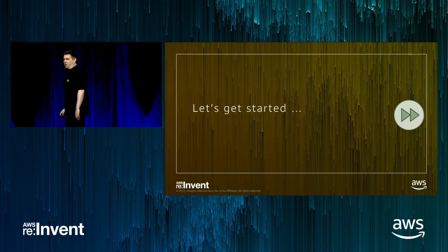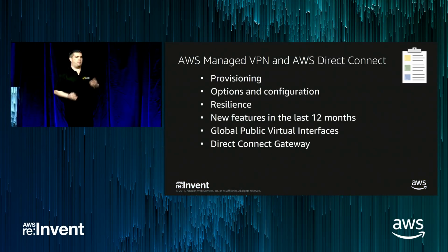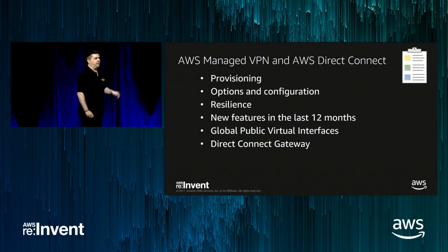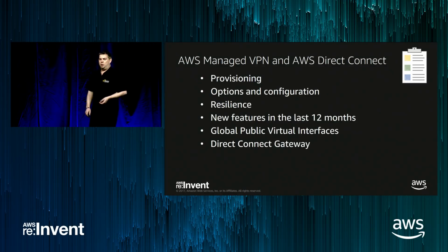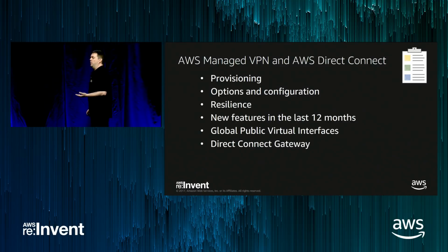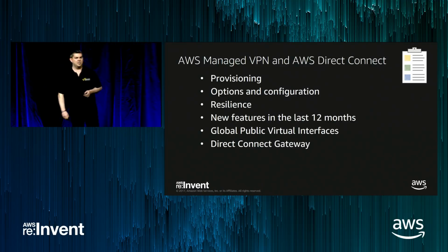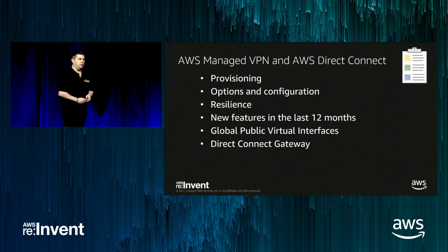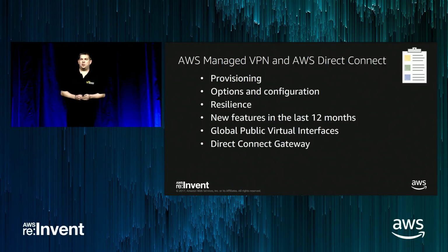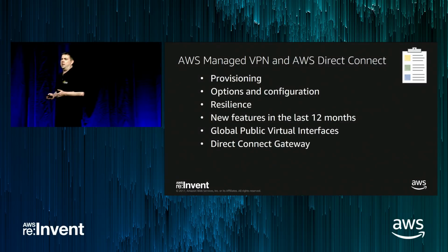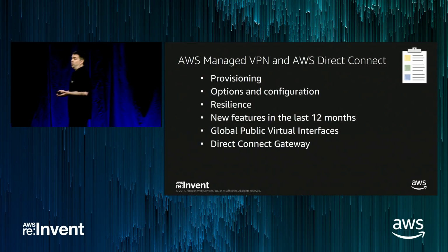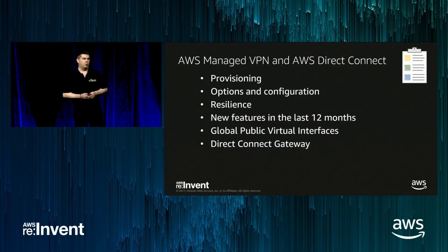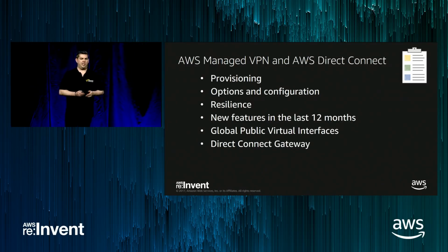Okay, so let's get started. So we're going to be talking about both VPN and Direct Connect, and we're going to be talking about all of these topics. So we're going to start with provisioning. We're going to look at the various options and configurations that are available for both services, and some of the updates that we've made to them over the last 12 months. We're going to explore how you deliver resilient connections using both VPN and Direct Connect, and then dive into a bit more detail around some of the announcements literally in the last couple of weeks. So global public virtual interfaces and Direct Connect gateway.